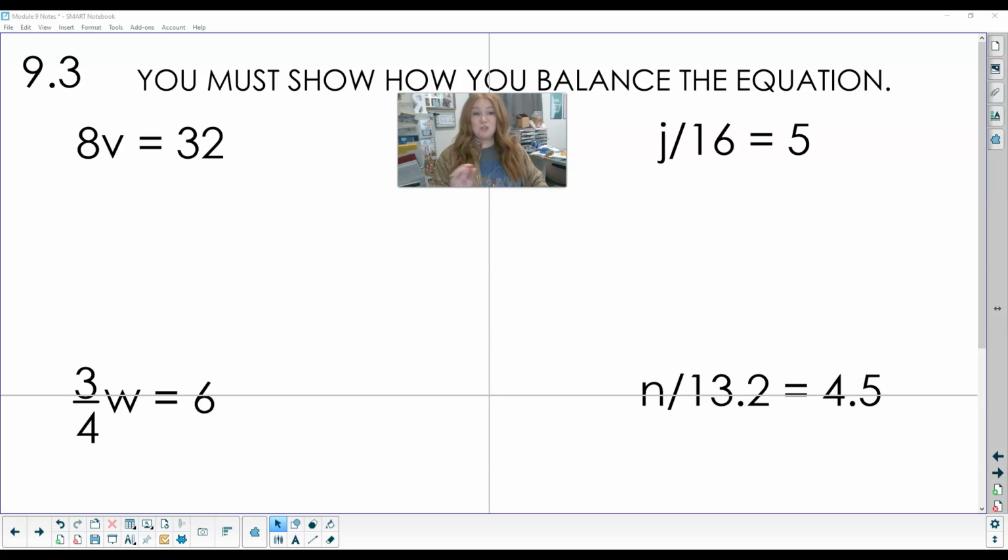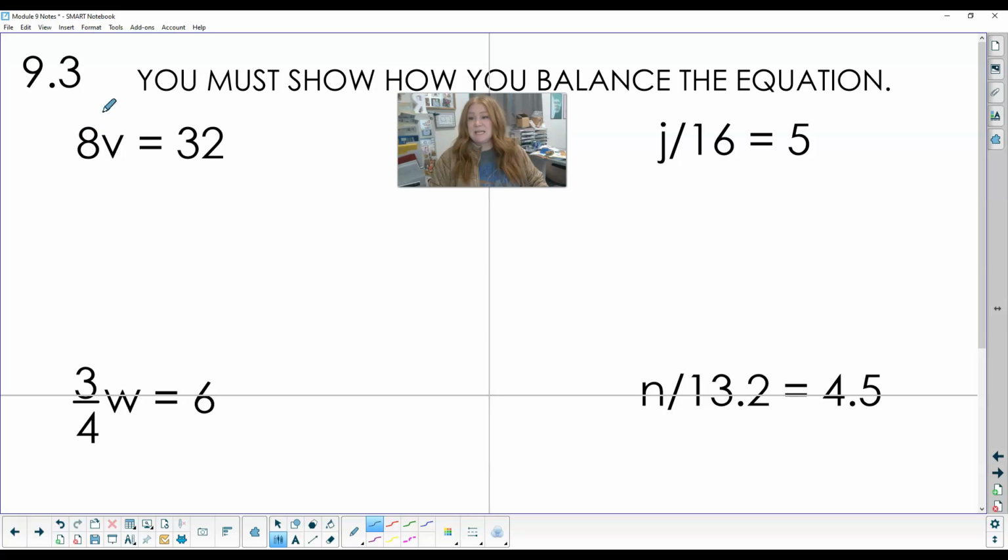You have to show how you balance the equation. I know a lot of you can just look at that and be like, oh, I know that answer. That's not going to work. You have to prove how the equation remained balanced. That is what we are working on and practicing, so that as we get into two-step equations in the future, we know how to do that. You have to show your work and the balancing.